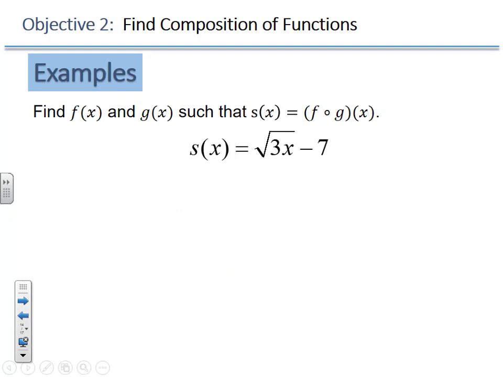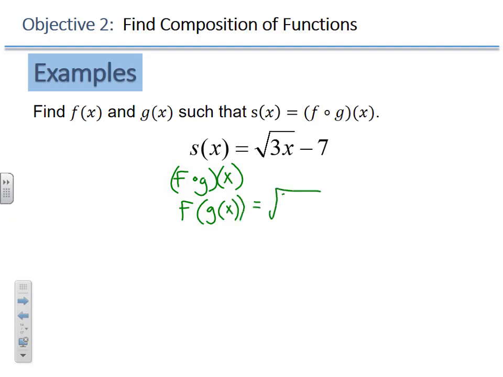Okay, one more quick one. Let's find f and g such that f composed with g gives us the function s of x. Here again, we just want to focus on the inner and outer function. We want s of x to be f of g of x, which is going to be equal to the square root of 3x minus 7.